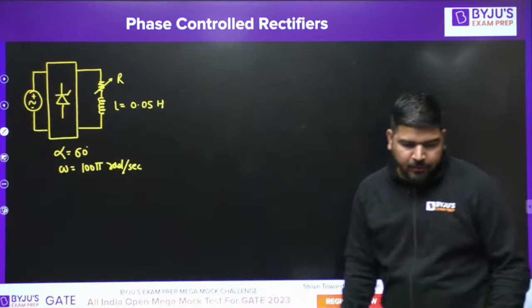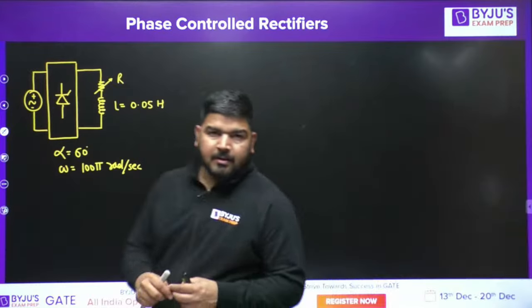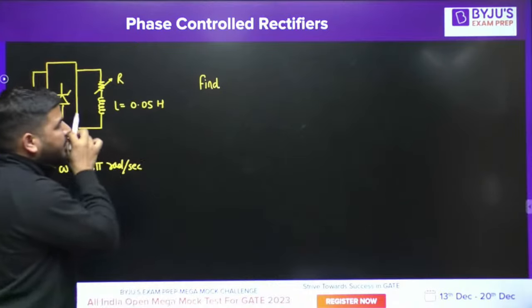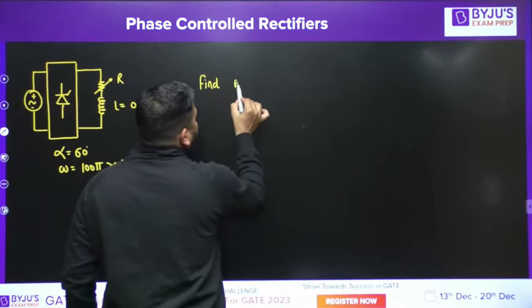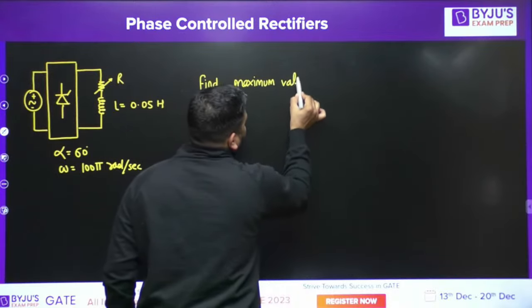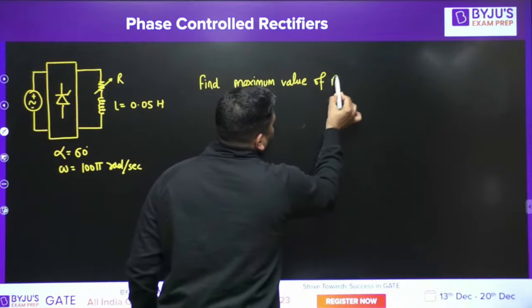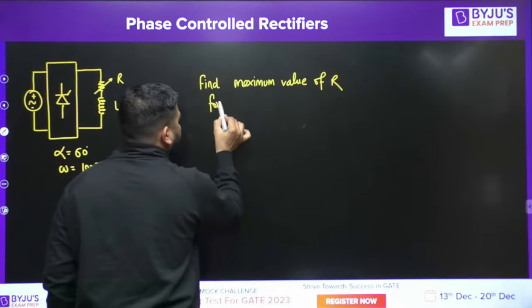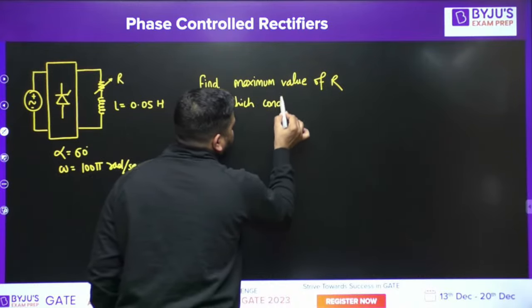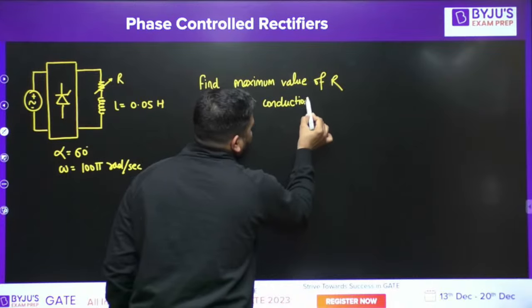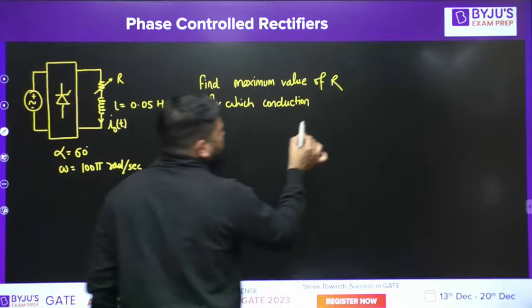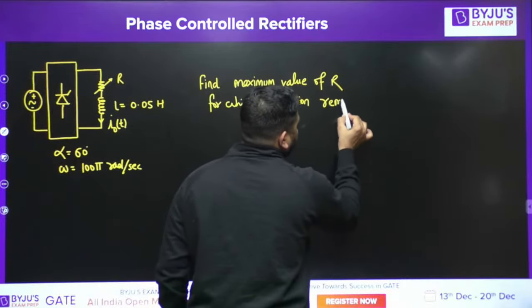What is the maximum value of R? Find the maximum value of R for which conduction remains continuous. Conduction or i0(t) remains continuous.